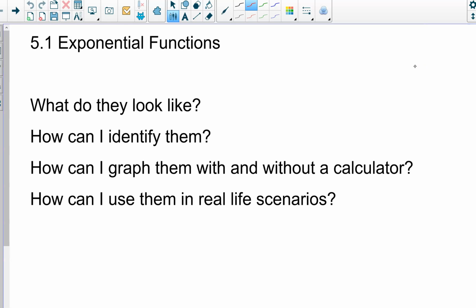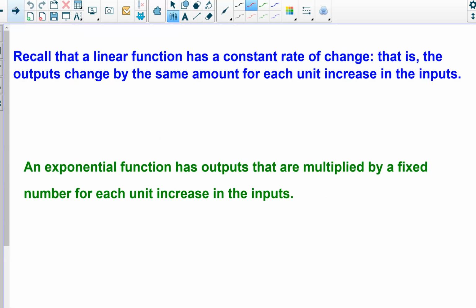This is section 5.1 on exponential functions, and we're going to learn these questions here. So what do they look like? How can I identify them? How can I graph them with and without a calculator? And how can I use them in real life scenarios?